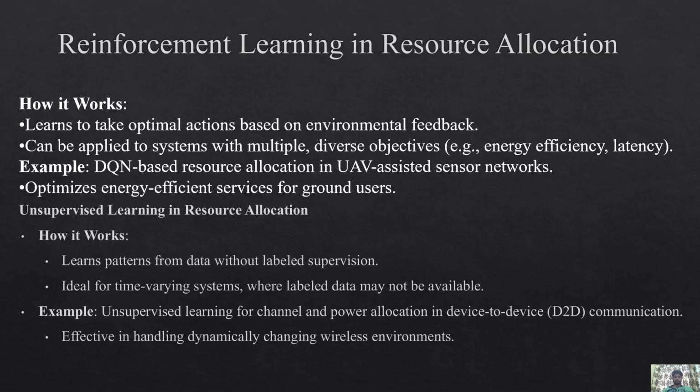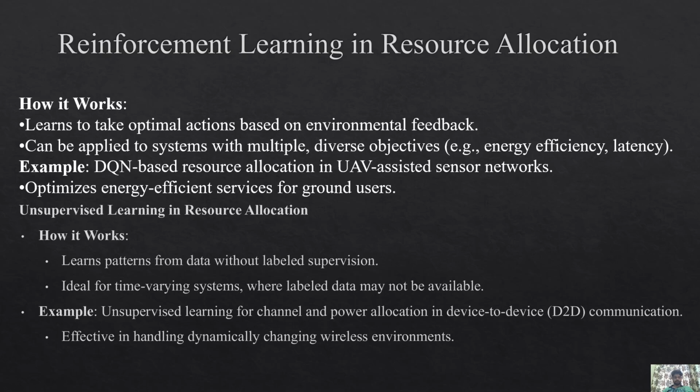Reinforcement learning in resource allocation: how it works. It learns to take optimal actions based on environmental feedback and can be applied to systems with multiple devices. Objective examples: energy efficiency, latency. Example: DQN-based resource allocation in UAV-assisted sensor networks. Optimal energy-efficient service for ground users.